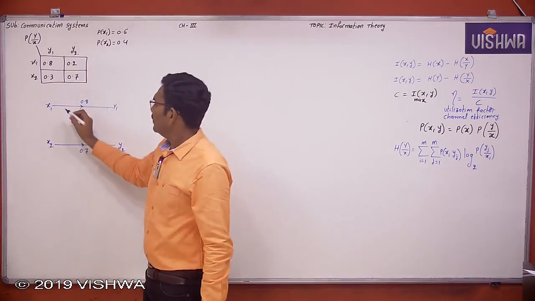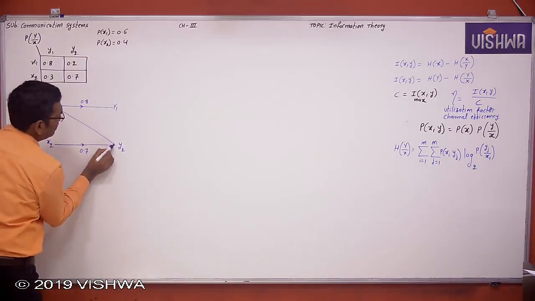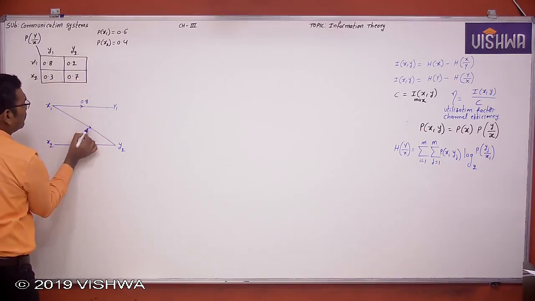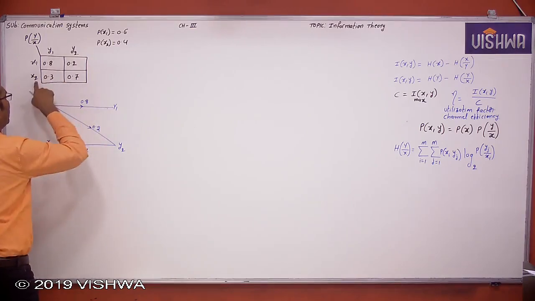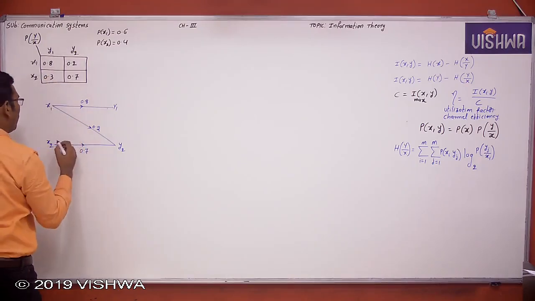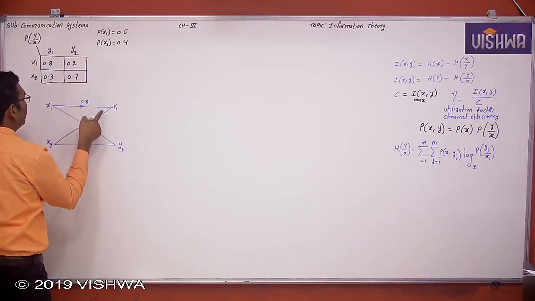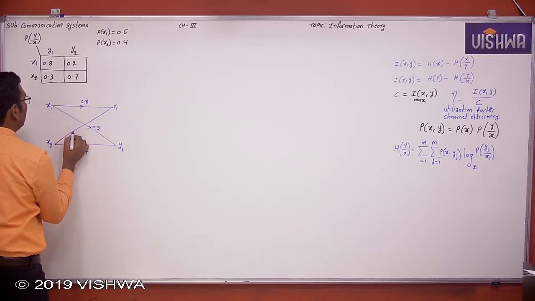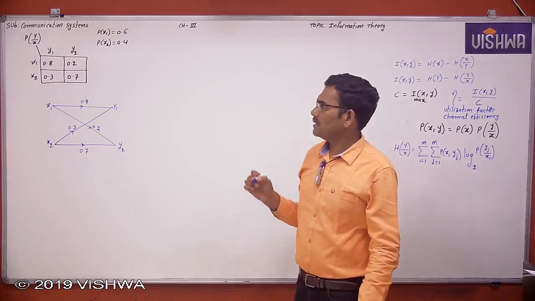Now see here, when x1 is transmitted, y2 is received with a probability of 0.2. When x2 is transmitted, y1 is received with a probability of 0.3. Now this is the channel diagram with the two discrete sources x and y.